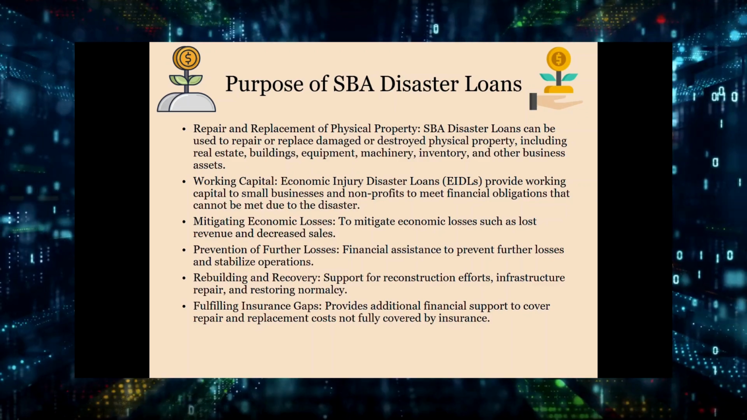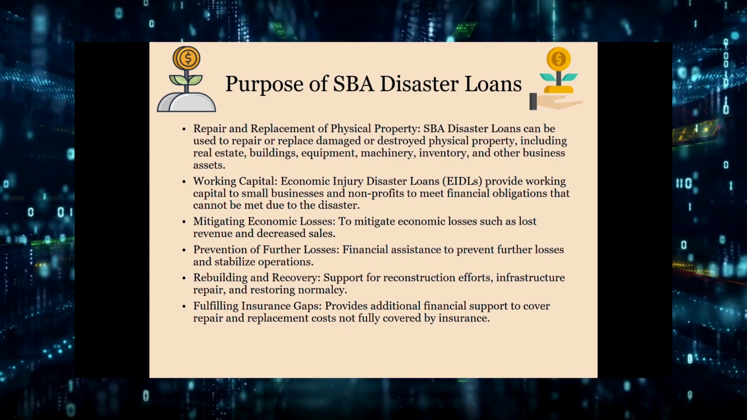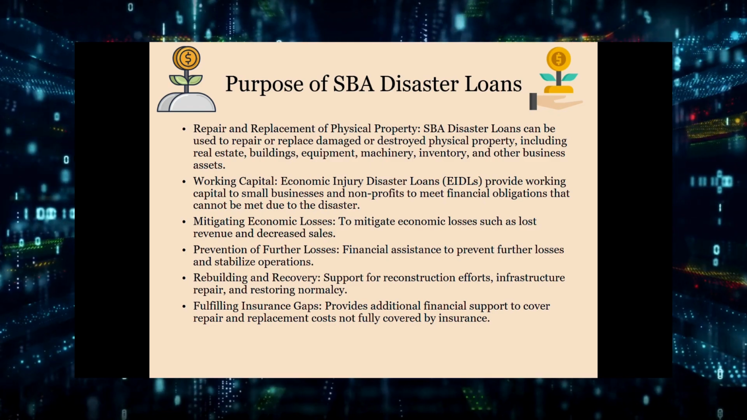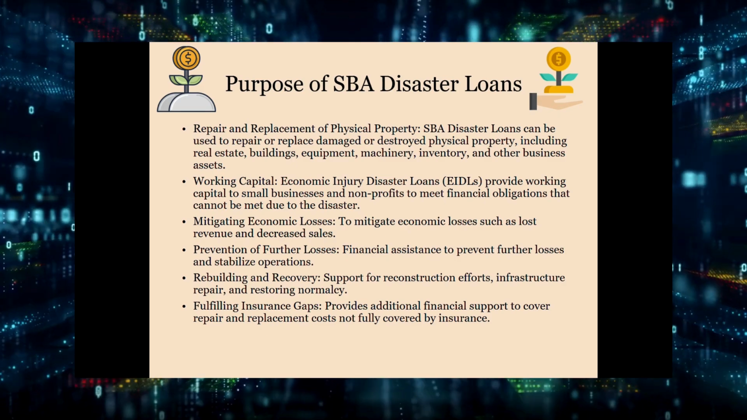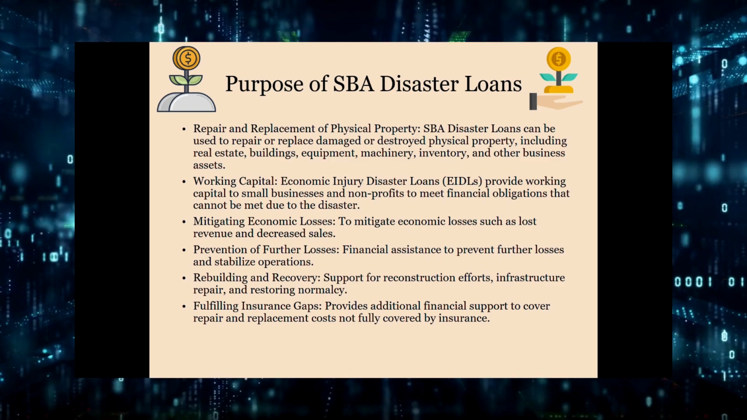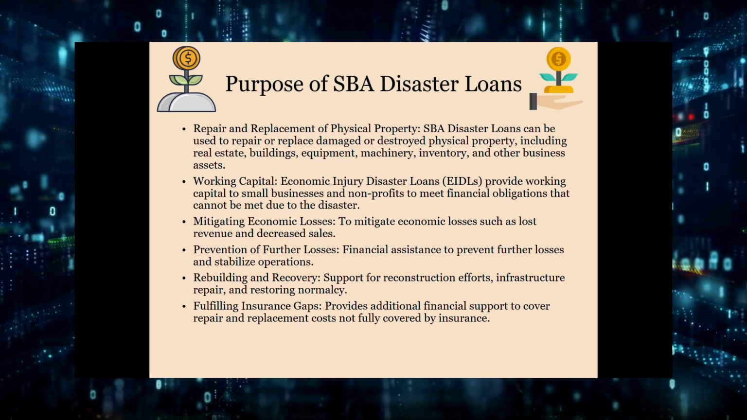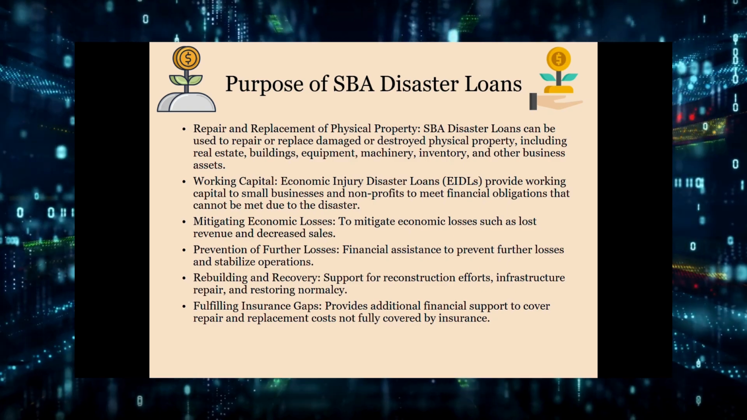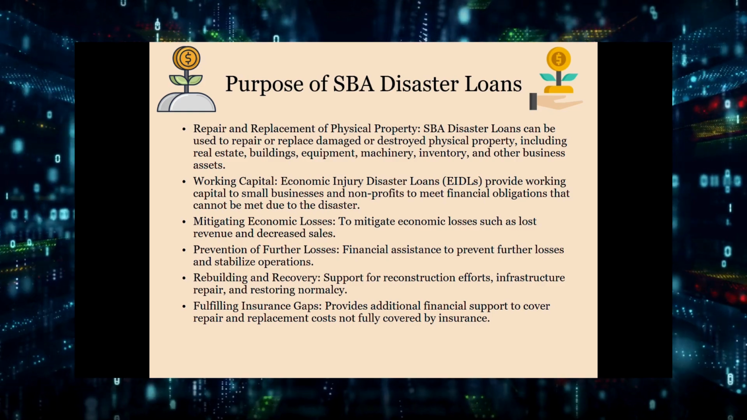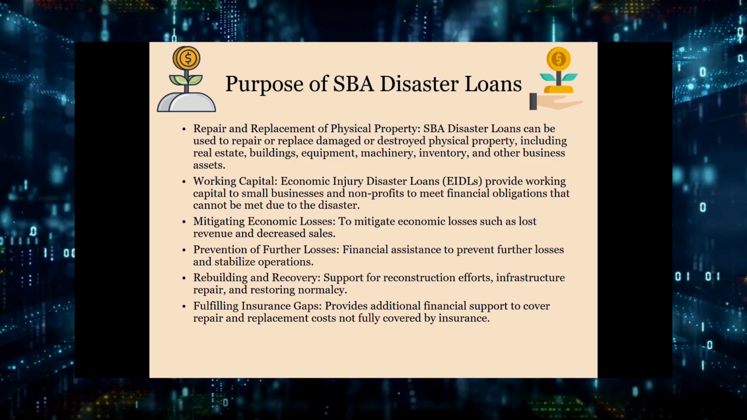Now let's explore the specific purposes for which SBA disaster loans are utilized. Repair and replacement of physical property. These loans can be used to repair or replace damaged or destroyed physical property. These include real estate, buildings, equipment, machinery, inventory, and other business assets. Imagine a small business that lost its entire inventory in a flood. The SBA disaster loan can help them restock and reopen.